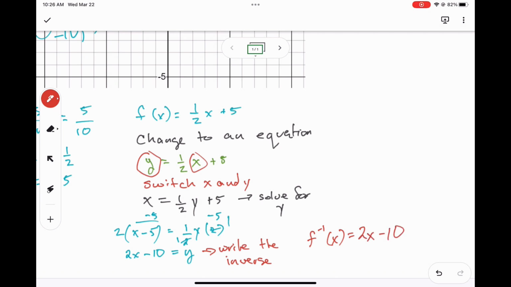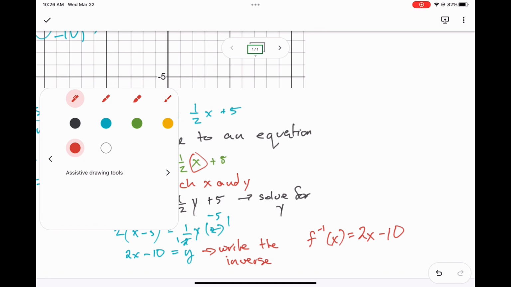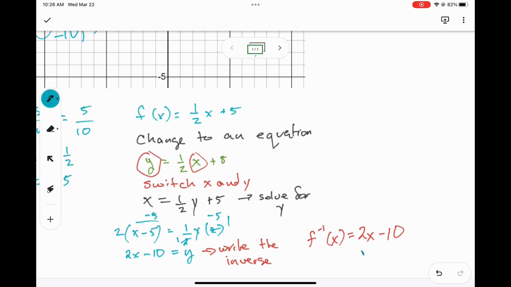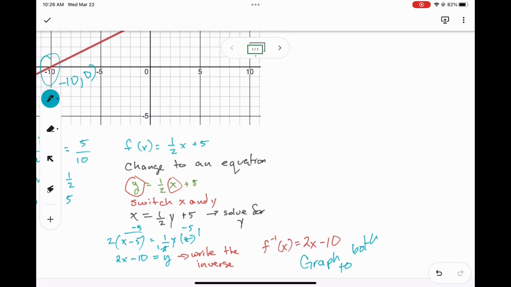Now, you can graph both of these, open up a table on Desmos, and your domain and your range should switch if this is the inverse. So whatever your domain is for your function, that should become your range for your inverse function, and vice versa. Good luck, rewatch, pause, do whatever you need.